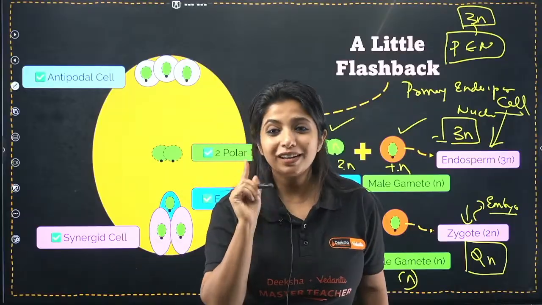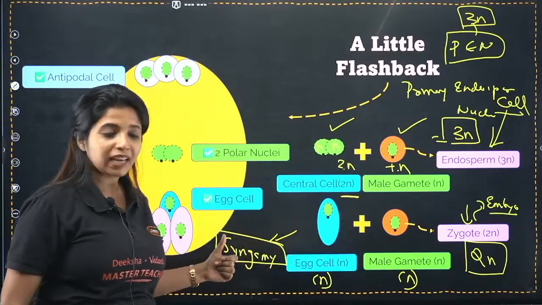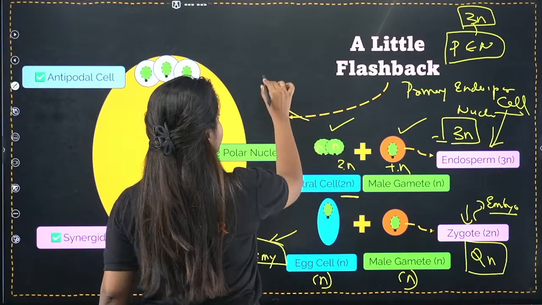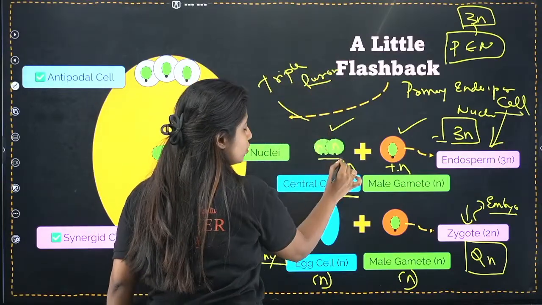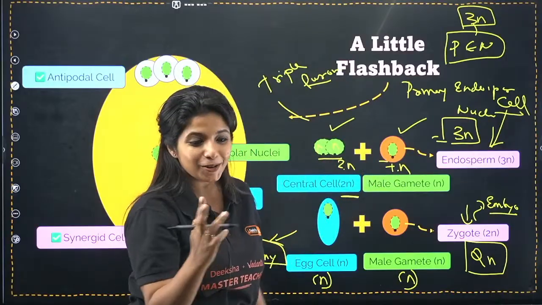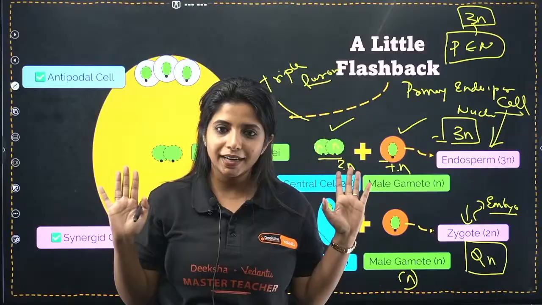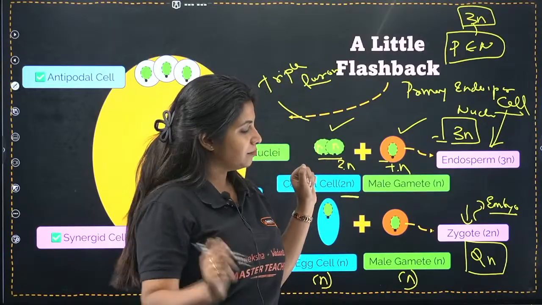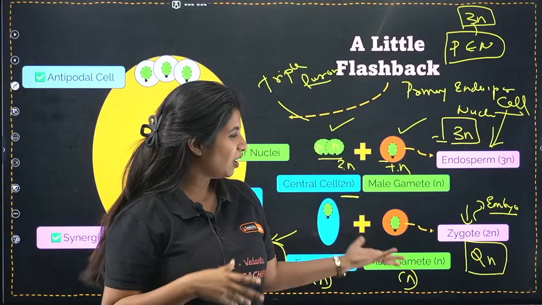Now 2 fertilizations are done. This is a fertilization, this is also a fertilization. You call this syngamy. What do you call this? You call this one triple fusion. Why triple fusion? Because 2 nuclei over here, 1 nucleus over here, 3 nuclei are fusing together. So that's why you call it triple fusion. Right? Got it? Now, the question is, well, why did the plant do all this drama? Zygote is more than enough now.